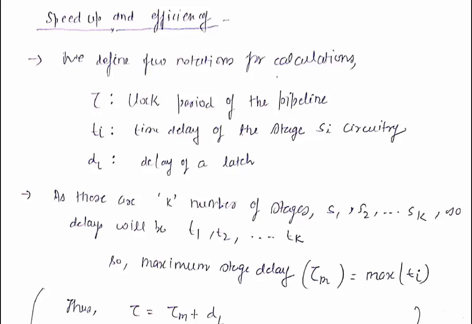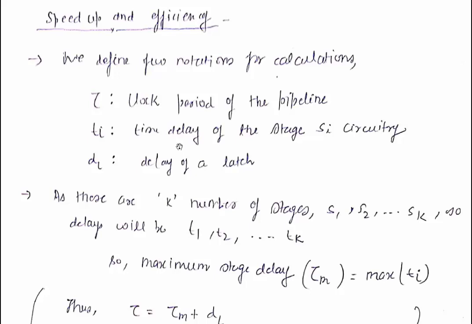So first look at these important terms, that is speedup and efficiency. We define a few notations for calculations. Tau is the clock period, Ti is the time delay of the stage Si, and dl is the delay of the latch. I have already told you why a latch is used: to store the result temporarily after a stage. Now let's say there are k stages, S1, S2 up through Sk. So we will have equivalent delays, T1, T2, T3 up to Tk.